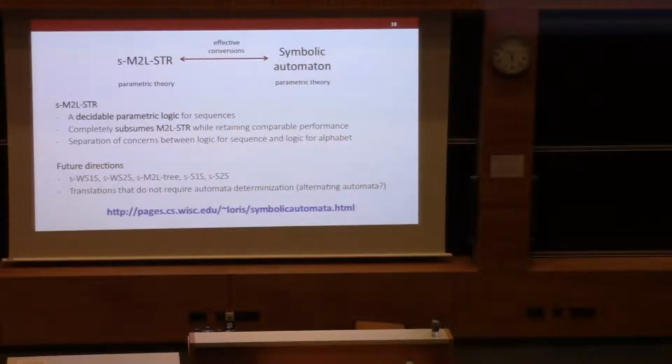So this logic, we haven't quite decided if we like this name. The monadic second-order logic of sequences is a new logic that extends the classic monadic second-order logic to be modulo theory. And we provided an effective decision procedure using symbolic automata. The logic completely subsumes the version over the finite alphabet while retaining similar performance. So it's essentially more at almost no cost.